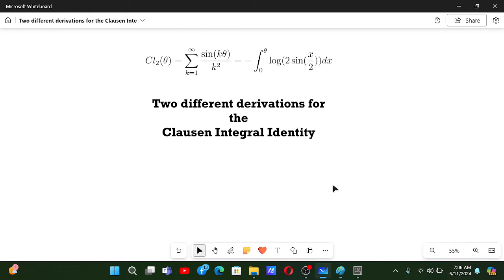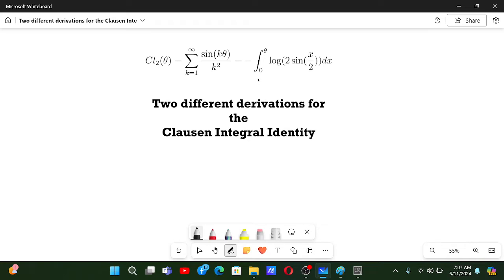Two different derivations for the Clausen integral identity. So in the past few weeks, we have been just doing the Clausen integral function. The Clausen integral function base 2 is the special case of the Clausen function, and this is defined as the sum from k equals 1 to infinity of sin(k theta) by k square. And we have also seen the integral representation for this function, which is over here.